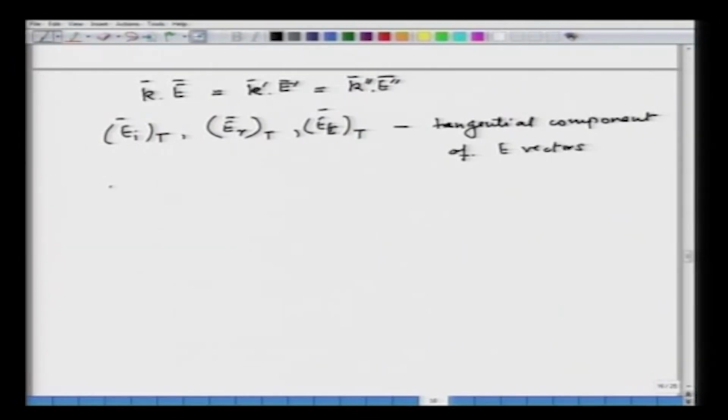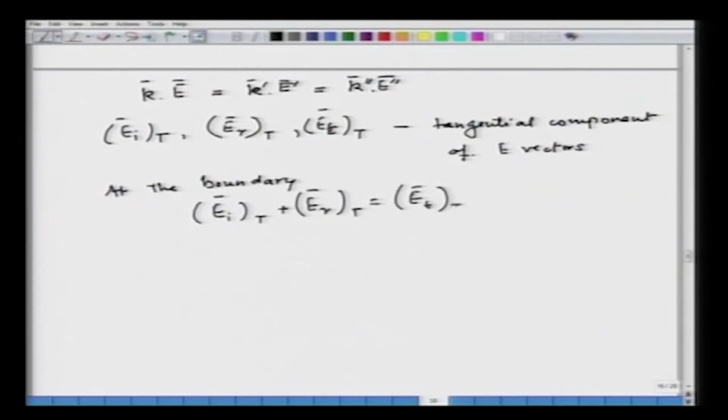now taking this tangential component at the boundary and using the boundary condition, we will get basically the E I tangential component plus the E R tangential component should be equal to the E transmitted tangential component.